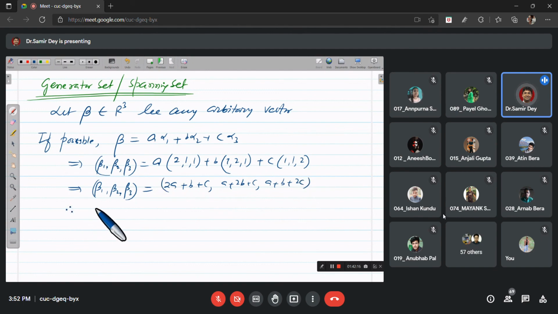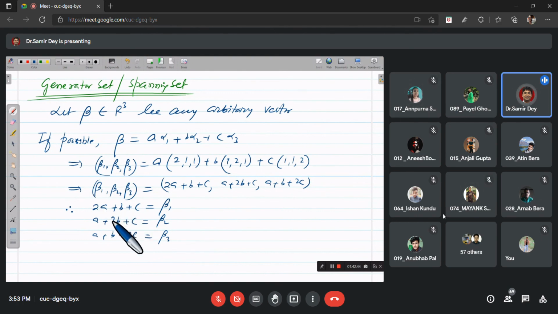So from here, we may write 2A plus B plus C is equal to beta 1. A plus 2B plus C is equal to beta 2. A plus B plus 2C is equal to beta 3. Can we write this? Yes, sir.